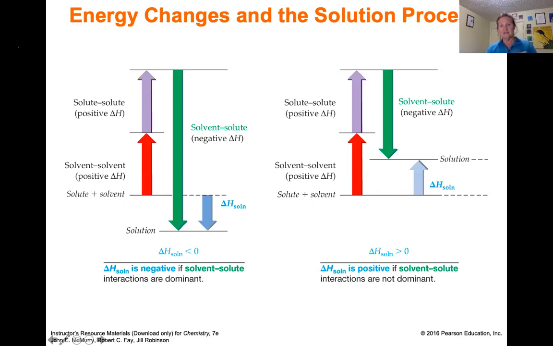On the right-hand side, it's still true that the red arrow and the purple arrow go up. They have positive delta H's, but it turns out that the green arrow is smaller. So it takes more energy to break the solvent-solvent interactions and the solute-solute interactions than you get back when the solvent interacts with the solute. And so in that case, it would be an endothermic process of dissolving whatever you're dissolving.